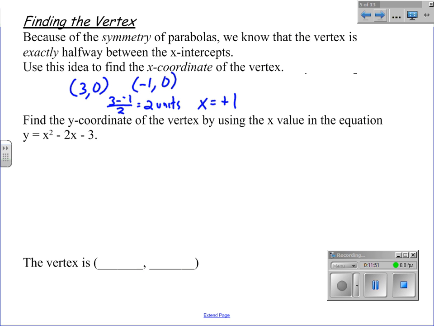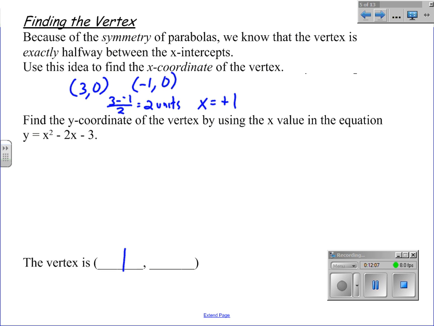So now we know the value of x at the vertex, but we don't know its corresponding y. To get its corresponding y, we plug in what we know, x, and we solve for y. Right now we know the vertex is 1, something. We've got to find that y value.